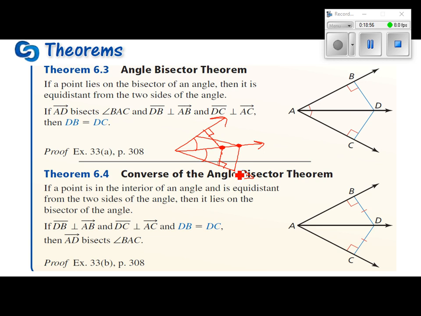The converse of that says, if these two distances are the same, then guess what's happening to this angle back here? It's being bisected. So you might want to mark those in. Those angles there have to be congruent to each other.